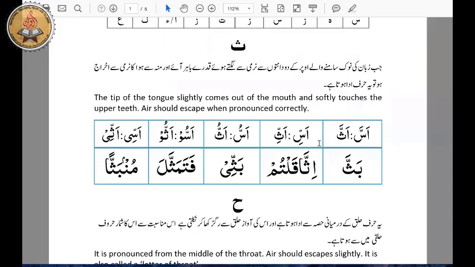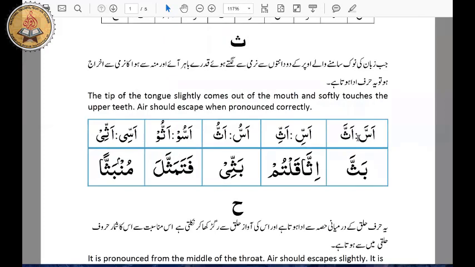So you can see that on these slides we've got a few examples, and you can see in the very first line you've been given different examples to show you how the sounds are different to when you read it with a sin. So the letter we're really focusing on differentiating with is sin and tha. So those two letters, we're going to look at the difference, and then we're going to move on to some practice from the Holy Quran.